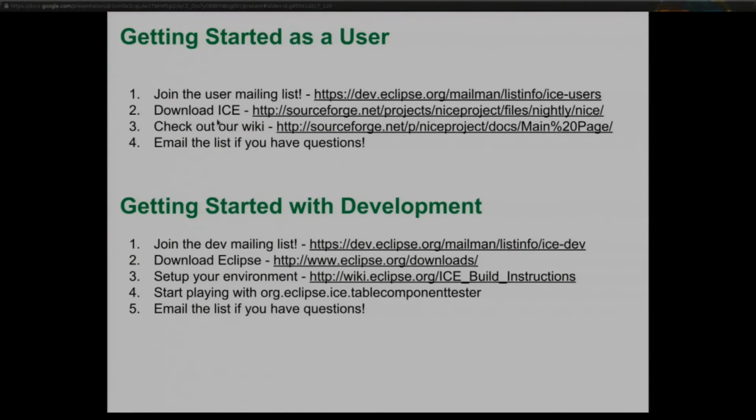If you want to get started with development, that's almost as easy. It's one extra step. Join the mailing list again, of course. We have a dev list. Download Eclipse, because if you're going to write code, you don't try to do this in NetBeans. So download Eclipse, set up your environment according to our build instructions, and start playing with org.eclipse.ice.tableComponentTester. That is our test code. Every new data structure we develop, we put an example in this component, and as a user, you can go and mess with those pieces. As a developer, you can go and mess with the code for those pieces. Finally, email the list if you have questions.